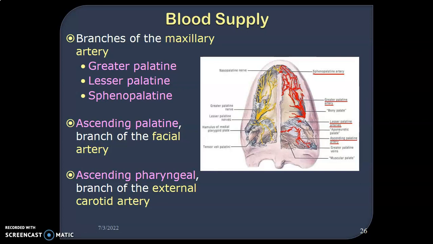So the palate is majorly supplied by external carotid artery, through which branches maxillary artery, which gives greater palatine, lesser palatine, and sphenopalatine. External carotid also gives facial artery through ascending palatine branch to the palate. External carotid artery also gives the ascending pharyngeal artery that will supply the palate.